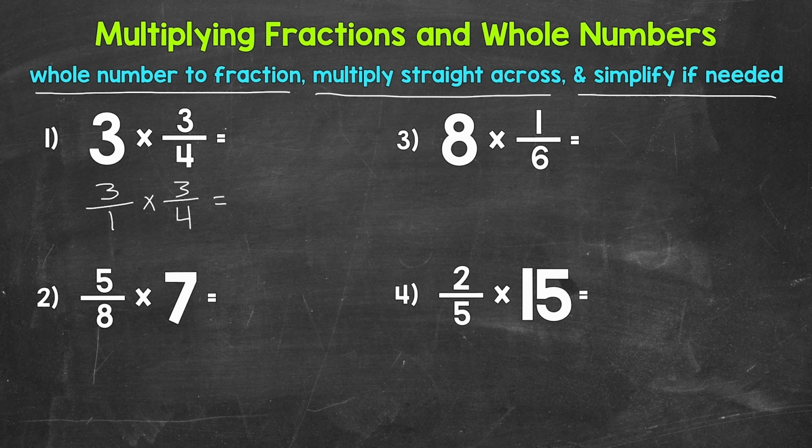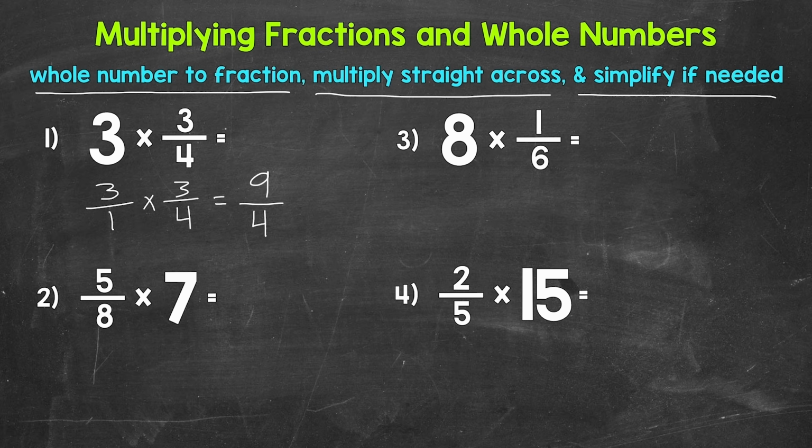So now let's multiply straight across, starting with the numerators. So we have 3 times 3. That gives us 9. And for the denominators, we have 1 times 4. That gives us 4. And we end up with 9/4, which is our answer. But it's an improper fraction, so let's convert this to a mixed number.